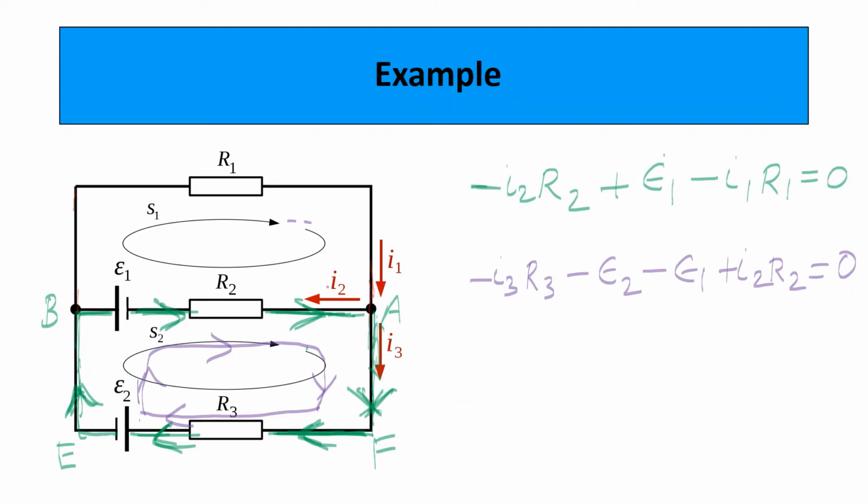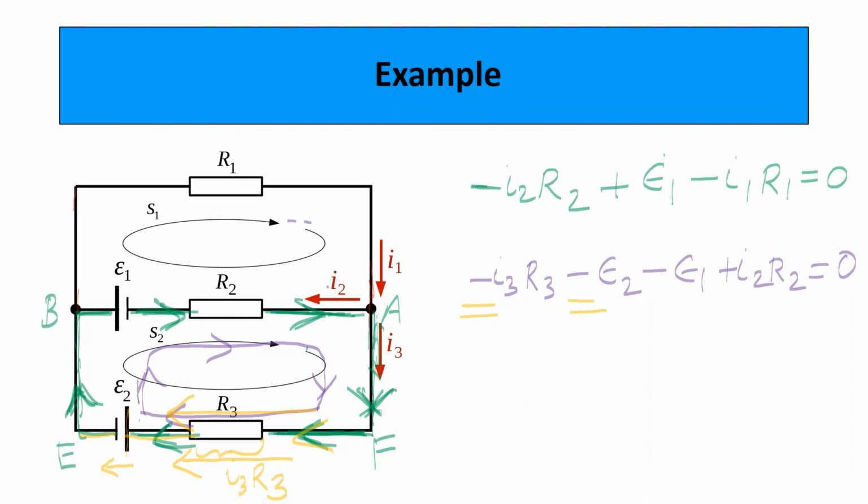The voltage drop across R3 is I3 into R3. And what will be the sign? The sign will be negative because the current flow is in this direction, whereas I3 is also in the same direction. Therefore, you must put a negative sign. And when you reach this cell, it is from positive to negative. It is negative. Therefore, you must put negative here.